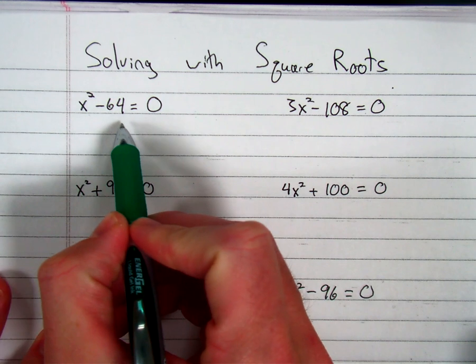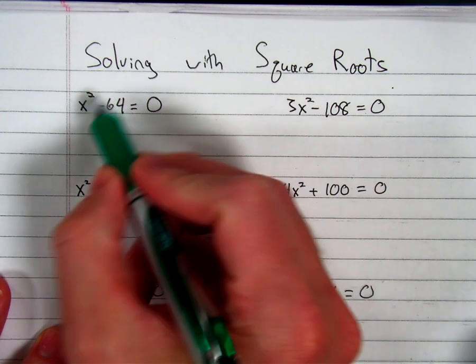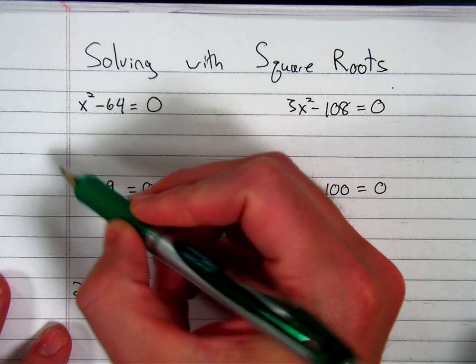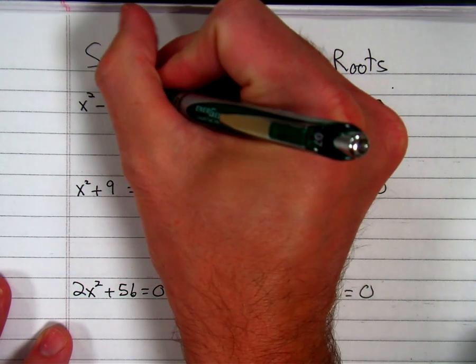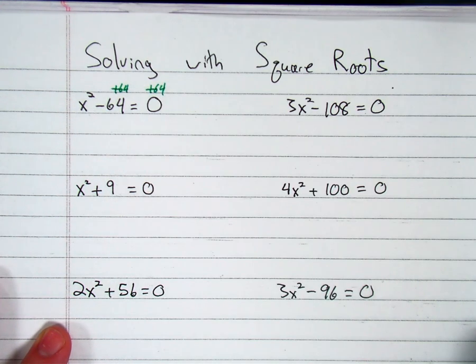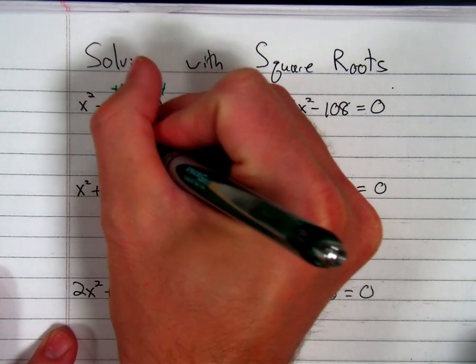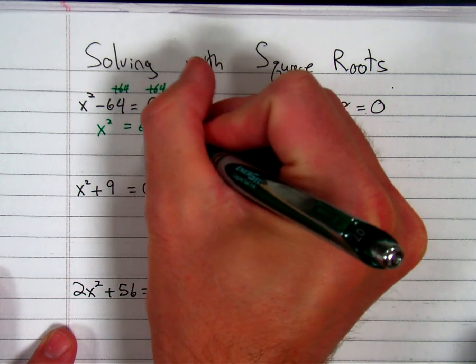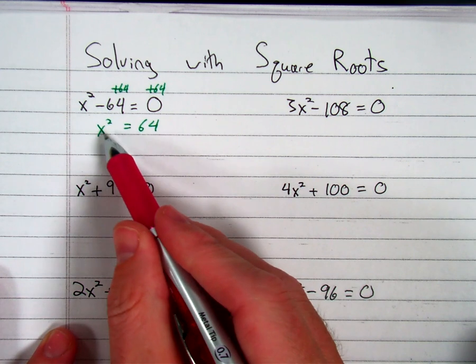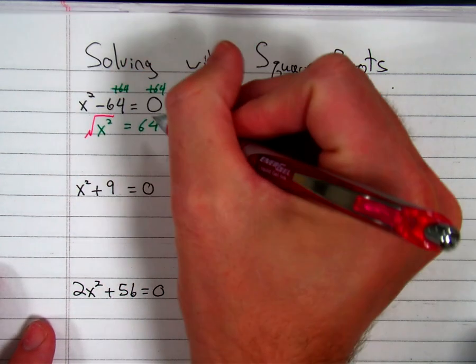So we have x squared minus 64. We're trying to get x squared by itself so we can use our square roots that we learned yesterday. So we're going to add 64 to both sides. x squared equals 64. And to get rid of the x squared, to get x by itself, we're going to square root.